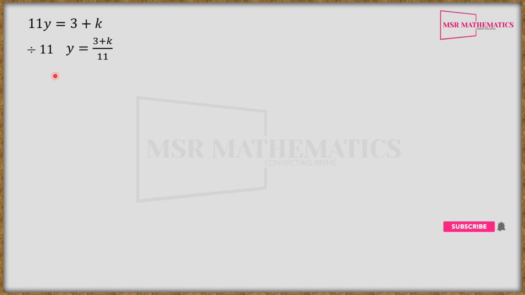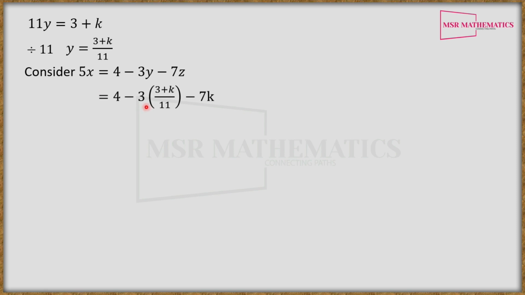So in the next step, substitute y as (3 plus k) by 11 and z as k in the equation 5x plus 3y plus 7z is equal to 4. Take 3y and 7z to the right hand side, we get 5x is equal to 4 minus 3y minus 7z. So substitute y as (3 plus k) by 11, z is k.